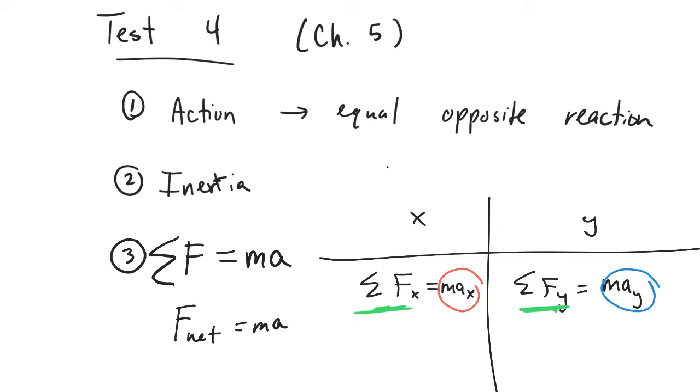If I've got three forces acting in the x direction, I'm going to replace this right here, the sum of the force in the x, with those three forces. If two are to the right, well then two of them are positive. If one is to the left, then one is negative. So it really depends on my free body diagram.